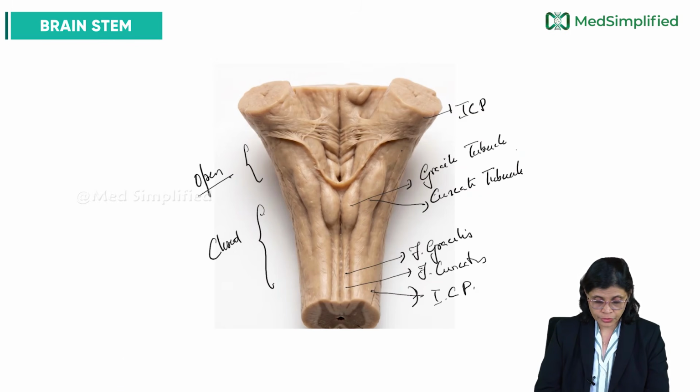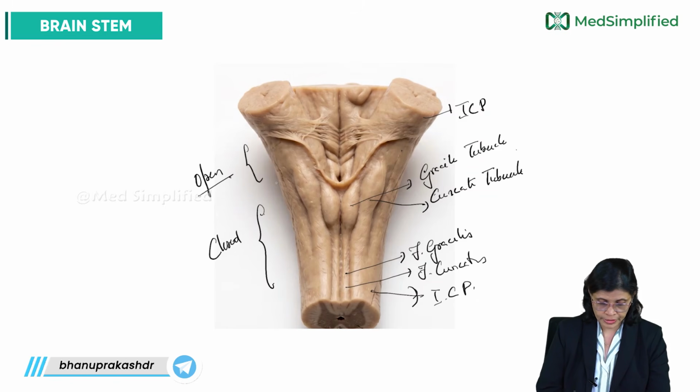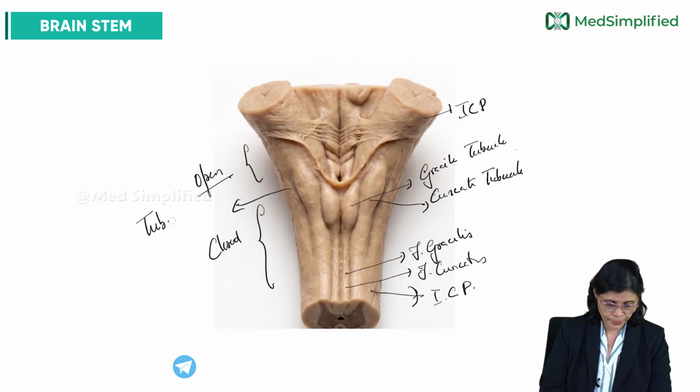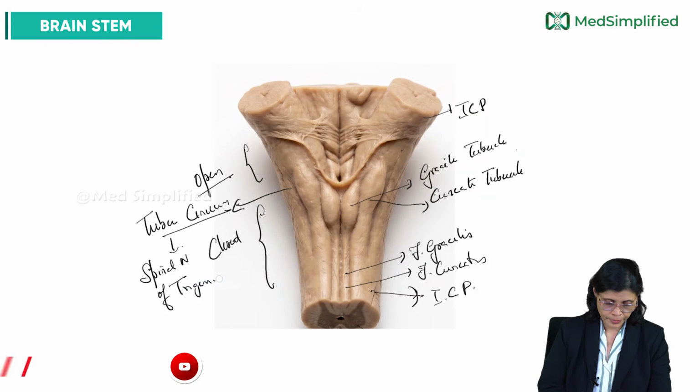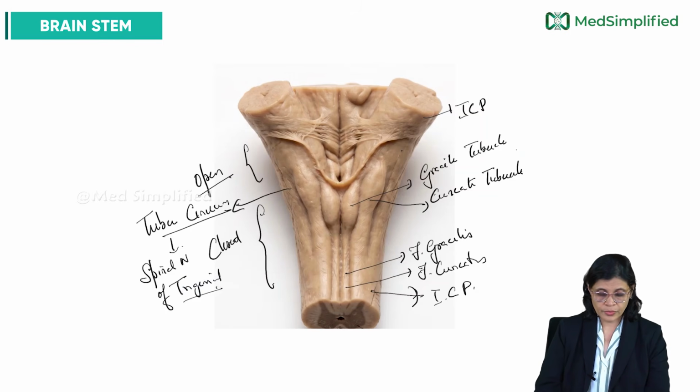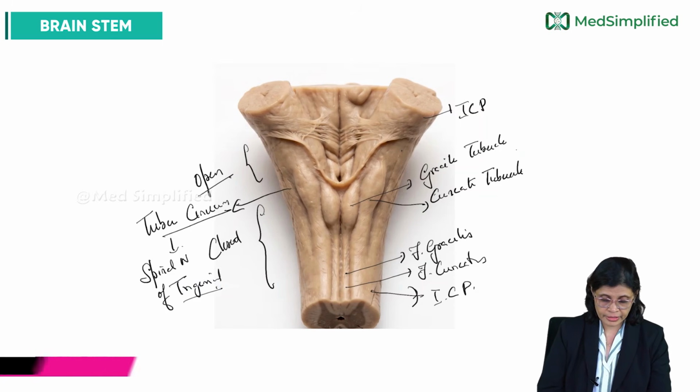So lateral to this cuneate tubercle, there will be one more elevation which we call the tuber cinerum. And this tuber cinerum is basically produced by the spinal nucleus of trigeminal. So this we see in the lower part, that is the closed part.